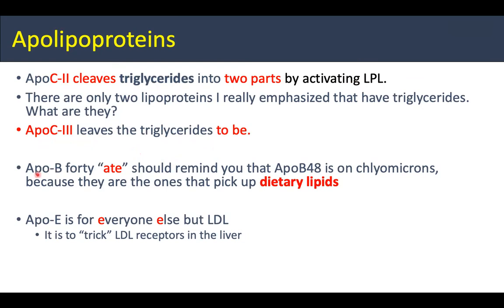I already told you guys about ApoB48. The 8 should remind you that you ate food. If you ate food, then you should think of chylomicrons, because chylomicrons are related to dietary triglycerides or dietary lipids.